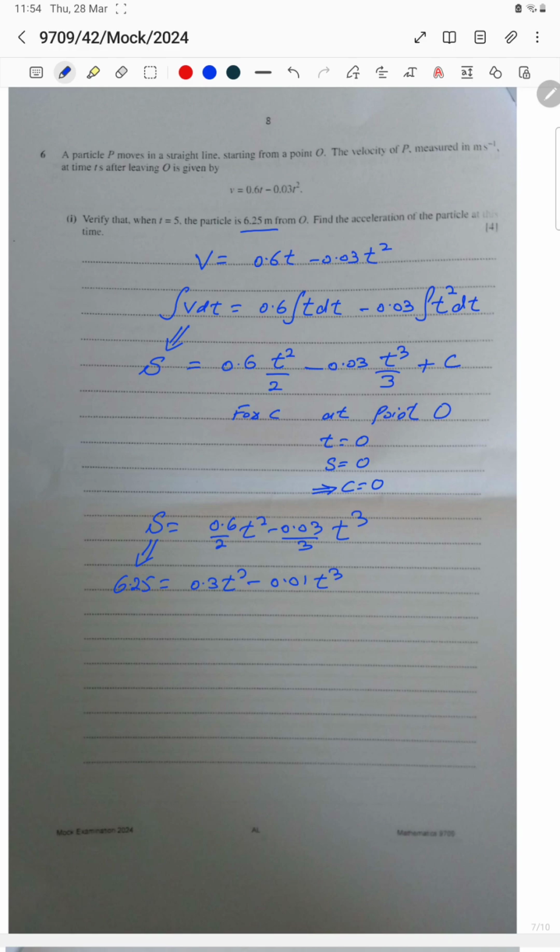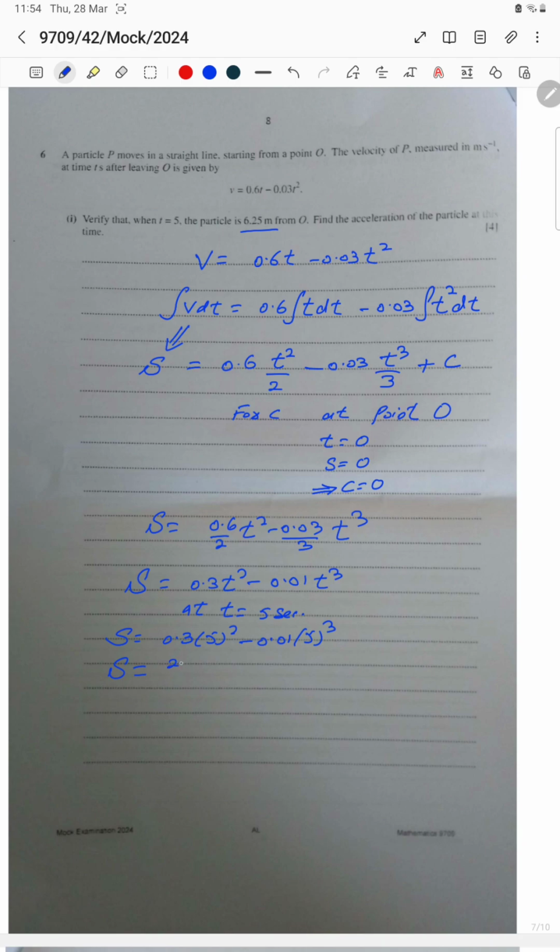As we have to verify it, don't put the value of s, we have to verify. So at t is equal to 5 seconds, it must give 6.25. s is equal to 0.3 into 5 square minus 0.01 into 5 power 3. Let's do the calculation on the calculator.